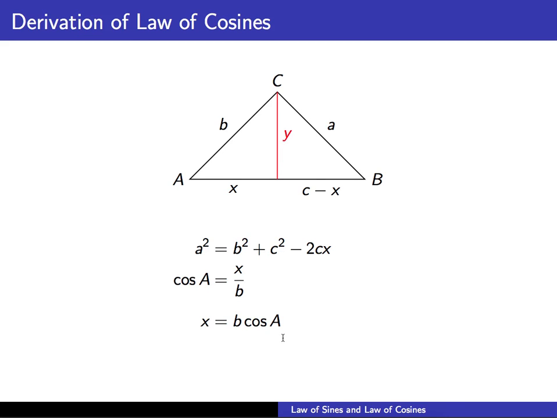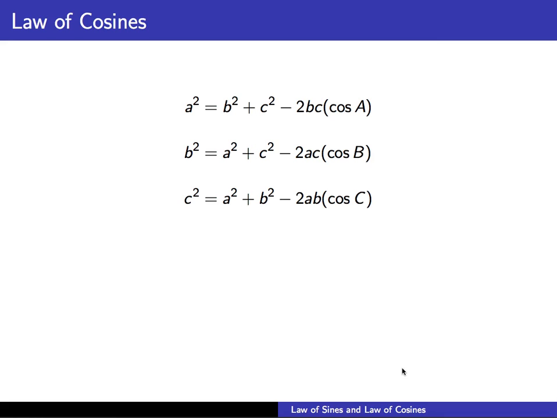And so what our law of cosines is going to look like is now we can substitute this b times cosine of A in for this x, and we get a squared equals b squared plus c squared minus 2 times c times b times the cosine of A. Now, based on where we drew our altitude, we could get one of three equivalent laws of cosines. So the one we derived was this first one, a squared equals b squared plus c squared minus 2 times b times c times cosine of angle A. So I just switched the b and the c to make them in alphabetical order.